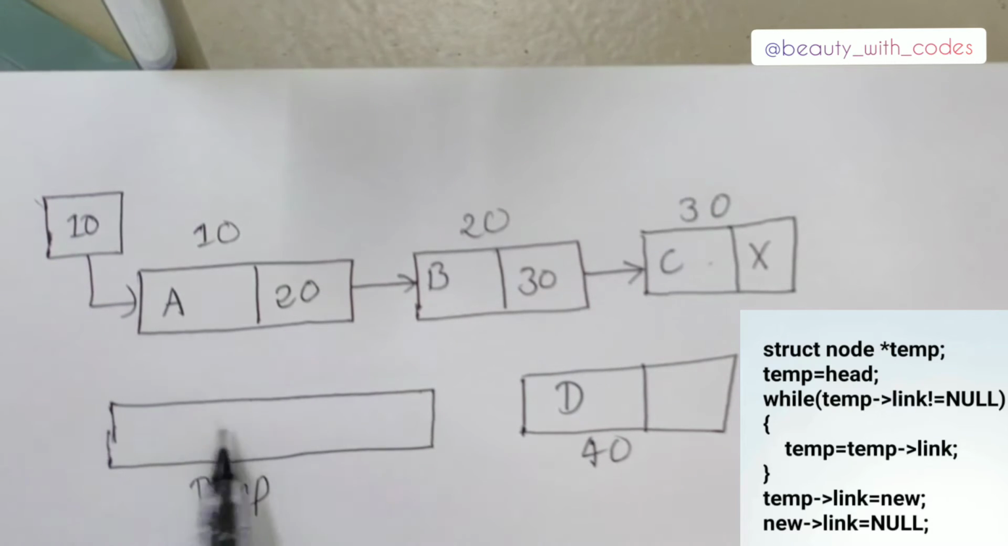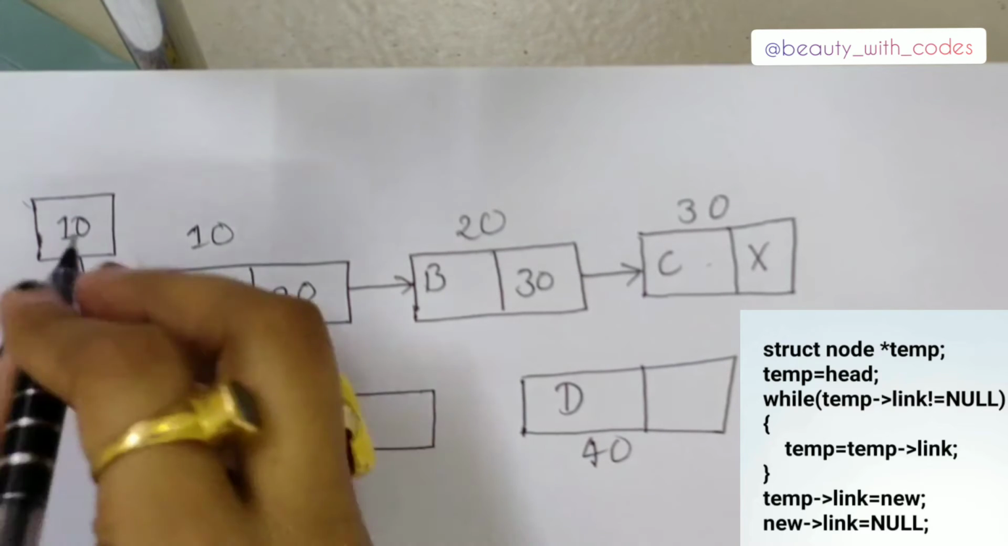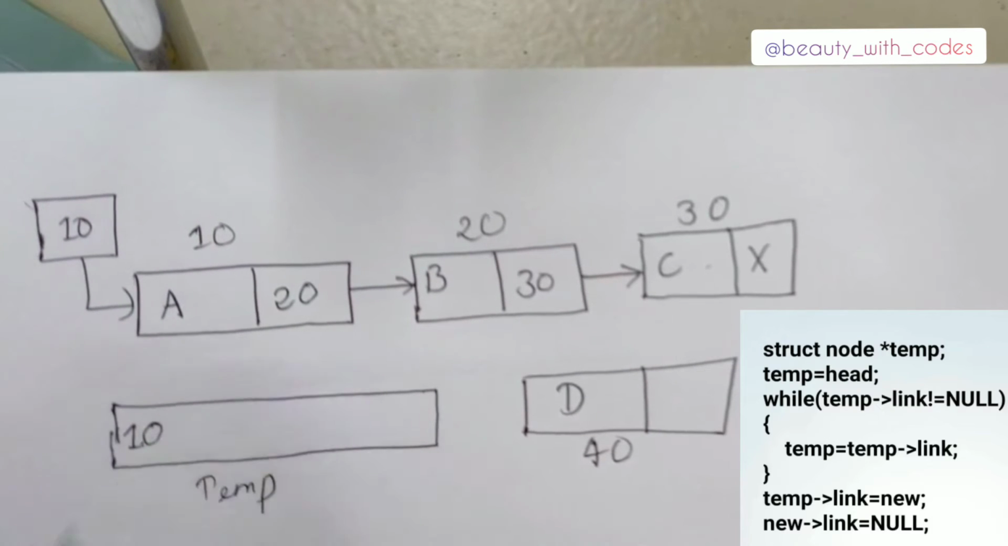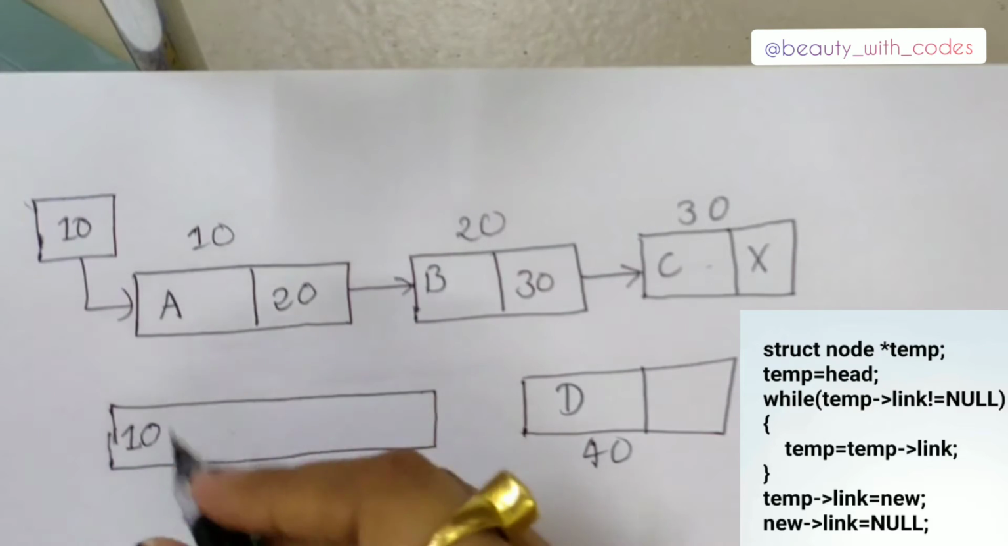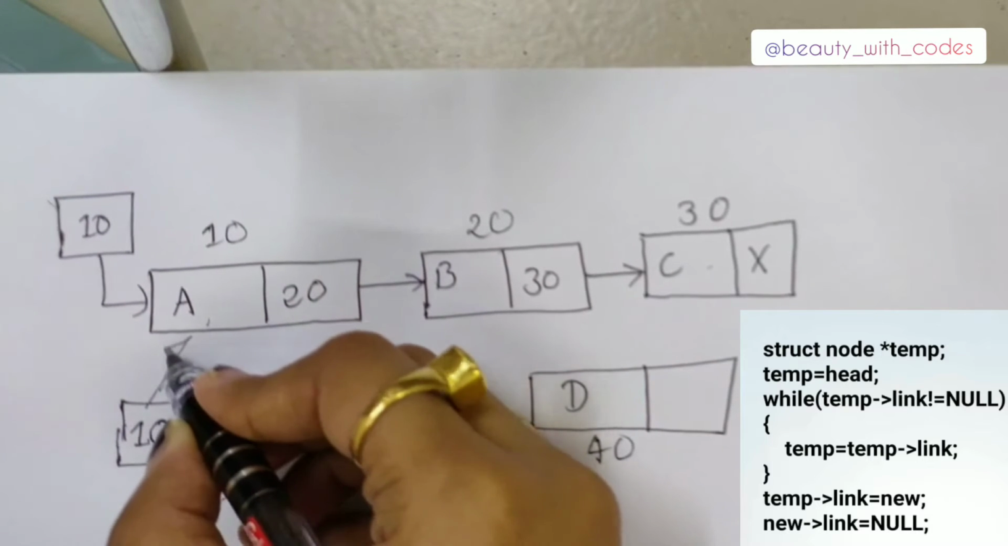So yes, temp is an extra pointer, or temp is a pointer of node type. So the data type of temp is node. Initially temp is equal to head. It means whatever the value of head is, that is going to be the value of temp. So yes, temp is equal to 10. It means temp is holding the address of A, isn't it? It means temp is pointing to A.